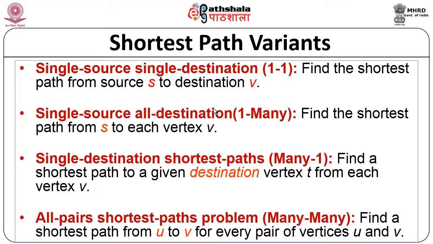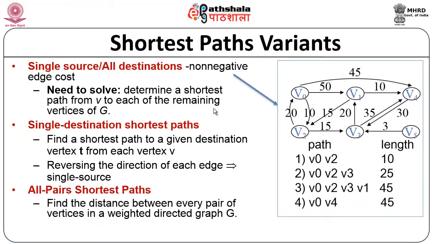Then you have the all pair shortest paths problem, which is many to many: find the shortest path from u to v for every pair of vertices u and v in the graph. So, these are the 4 problems that you have with shortest path. Single source and single destination shortest path are sort of connected together, they are the opposite of each other.